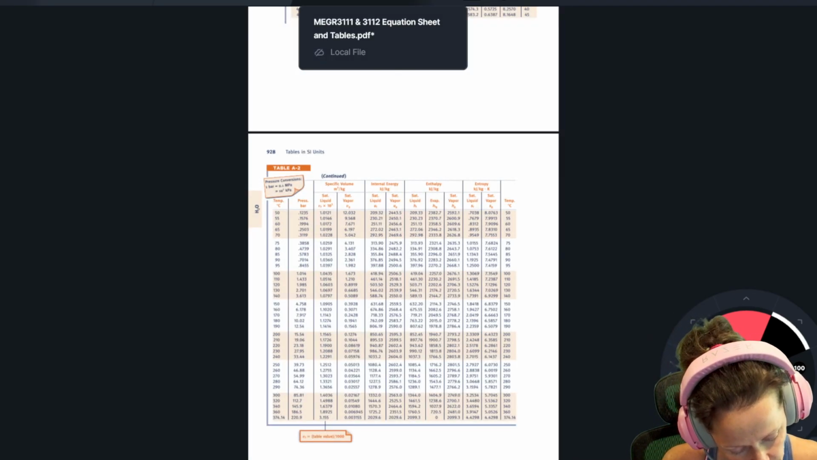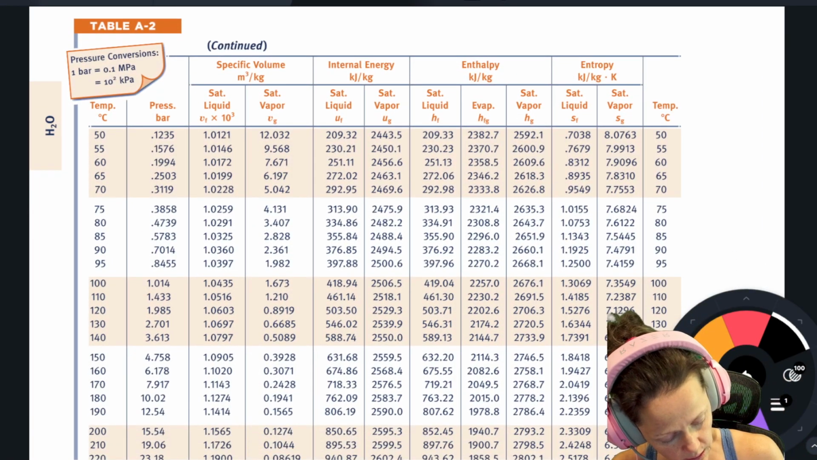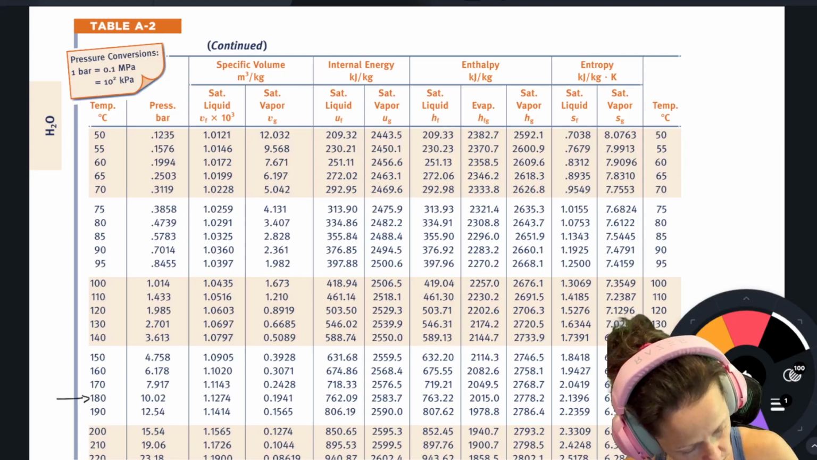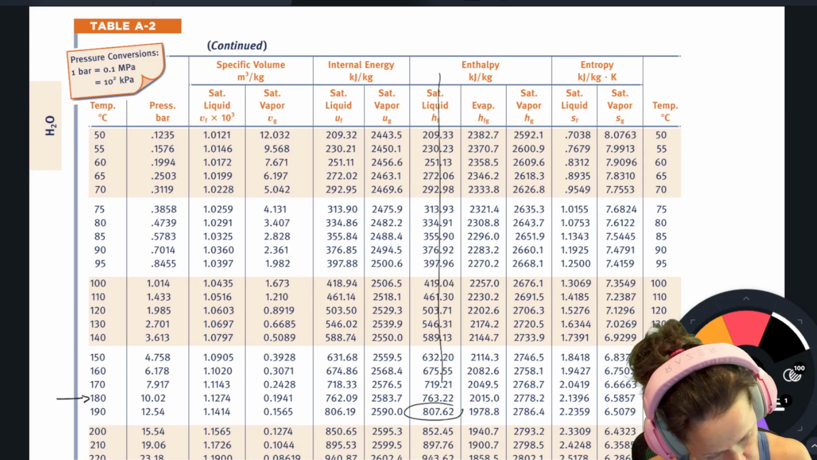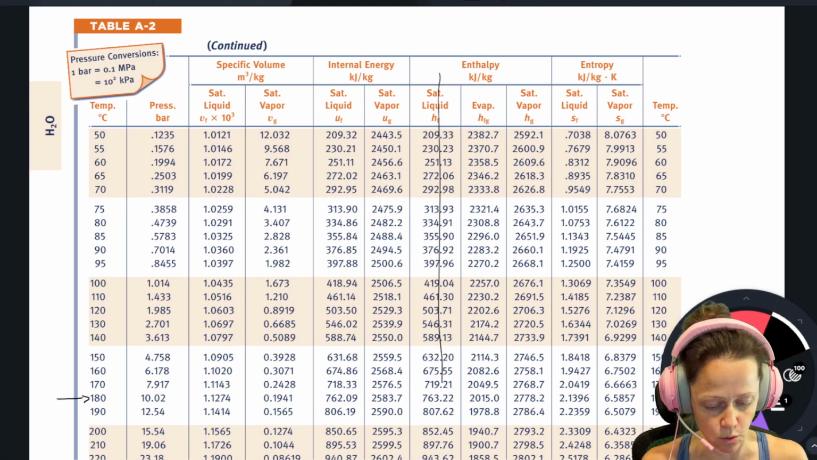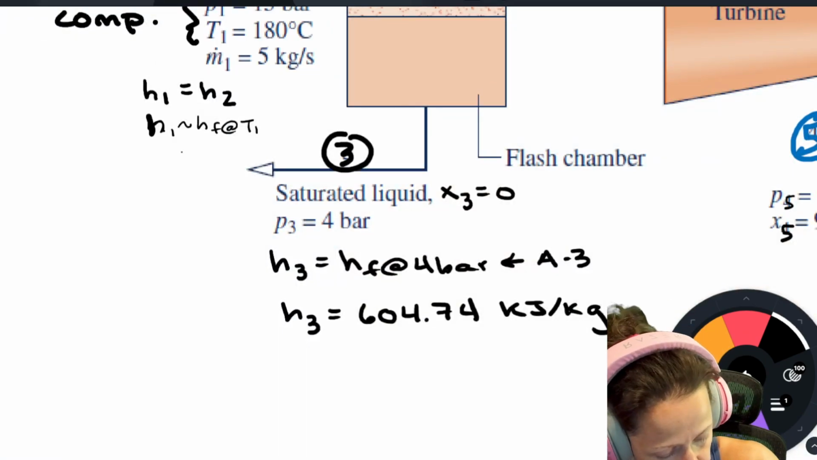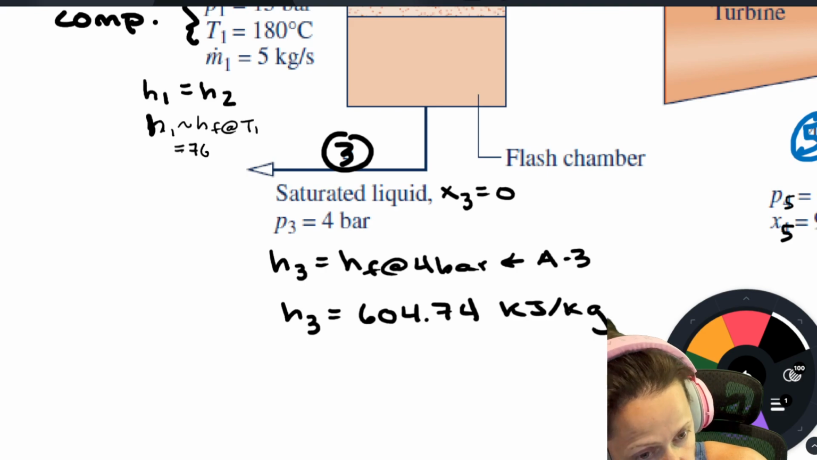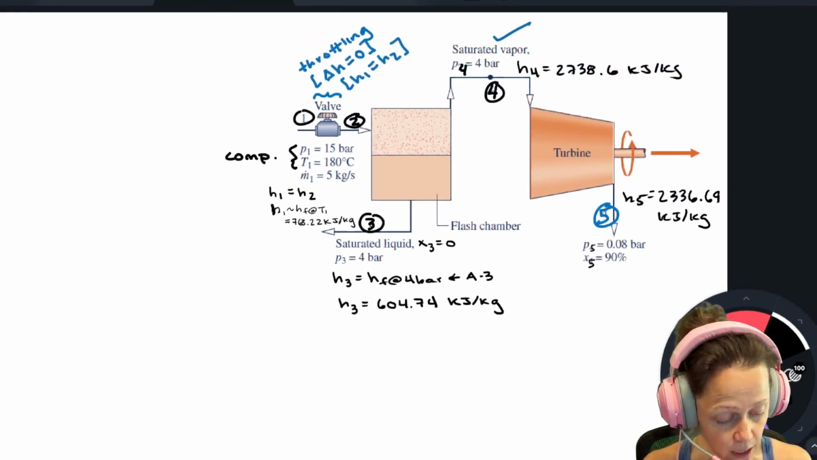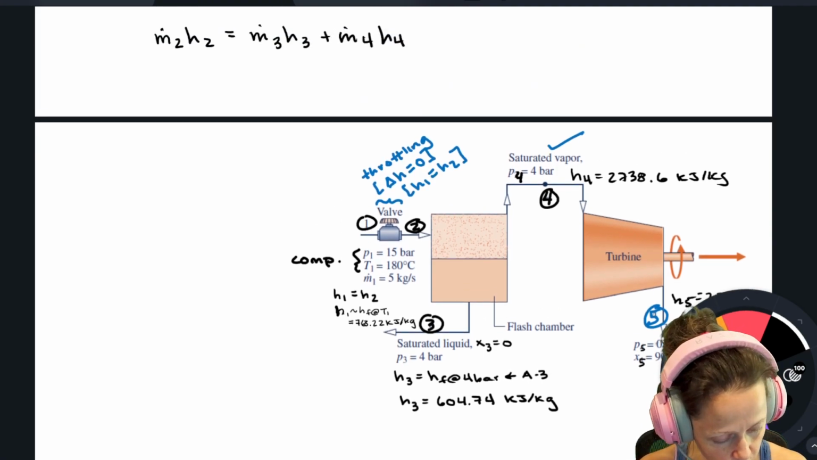So 180 degrees, all the way down here, h sub f. So that's this column right here. So, oops, not that one. 760.22. Perfect. So this is 760.22 kilojoules per kilogram. Awesome. And so now I think I've actually got enough information to plug things in. Got all of those h values.